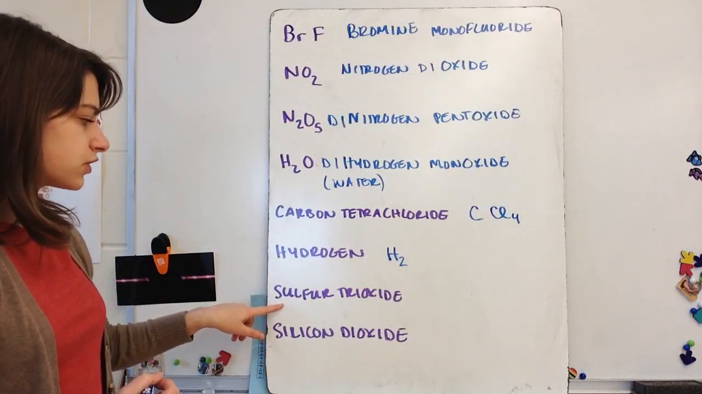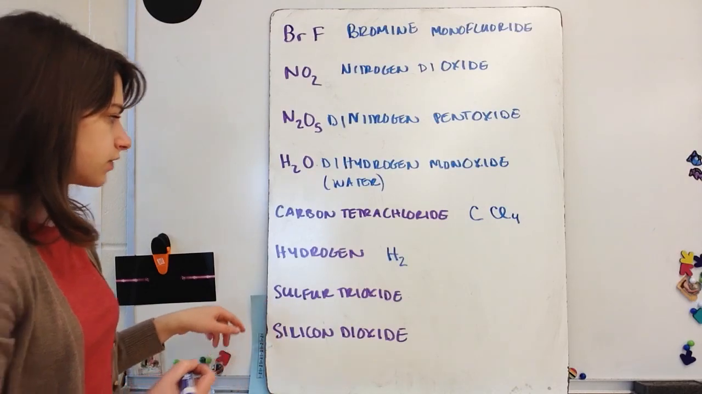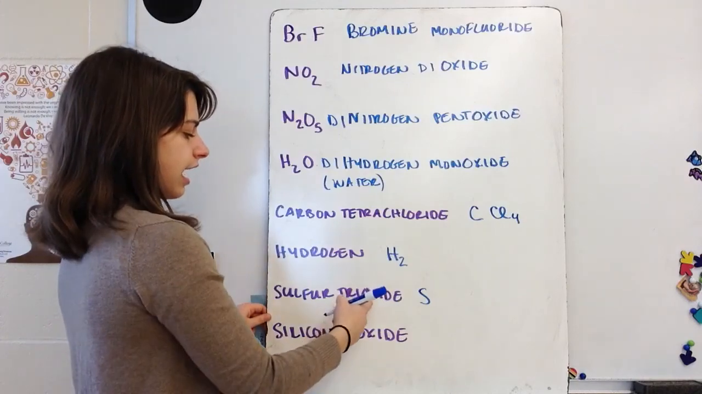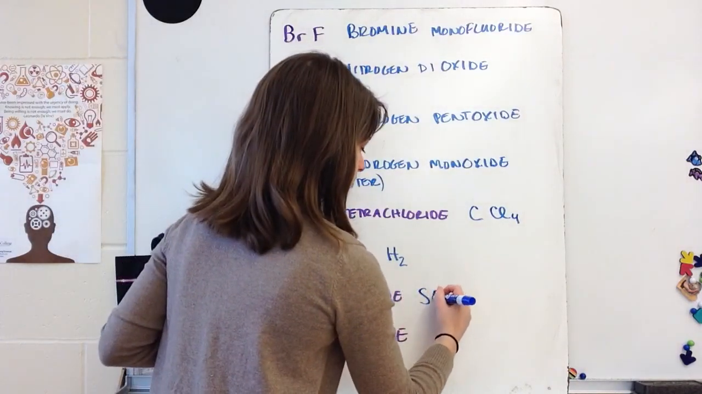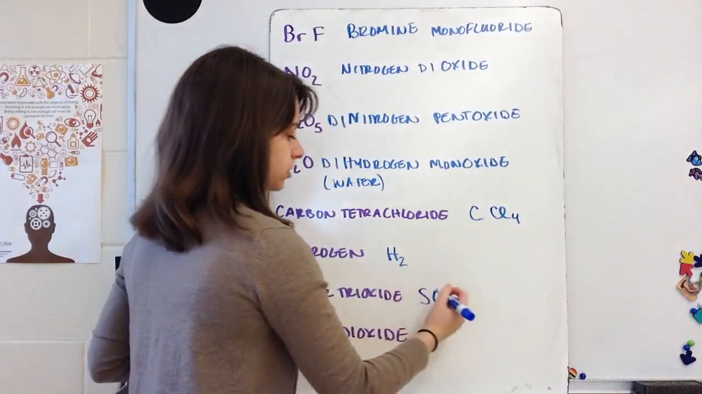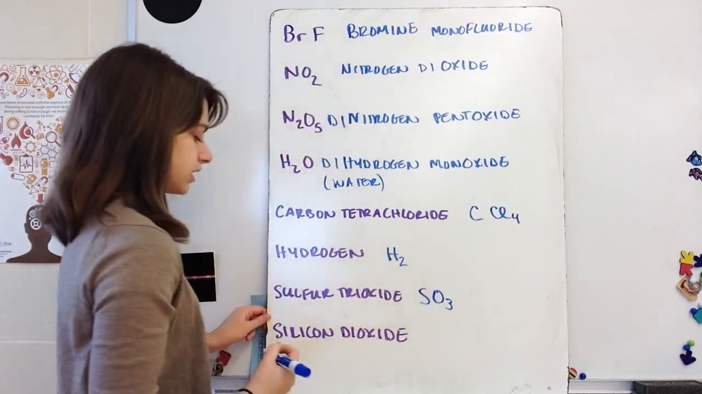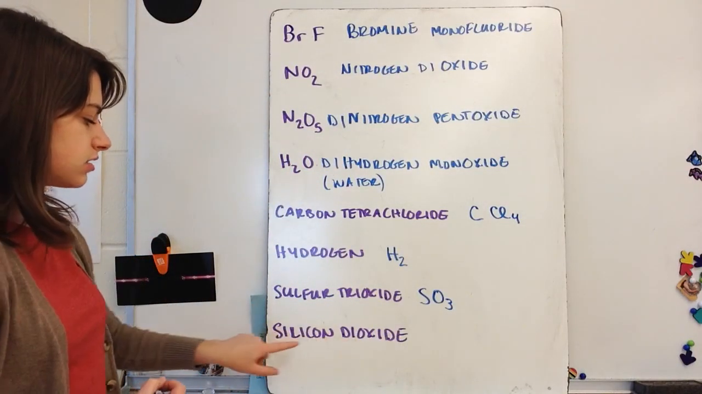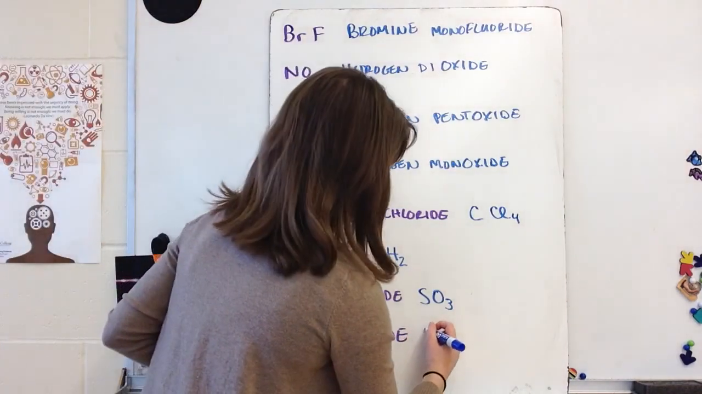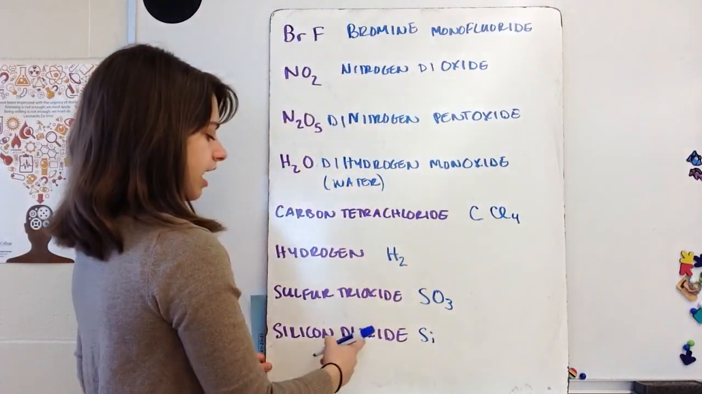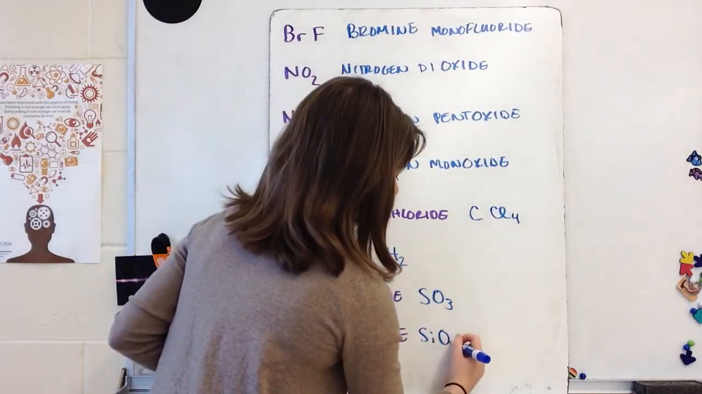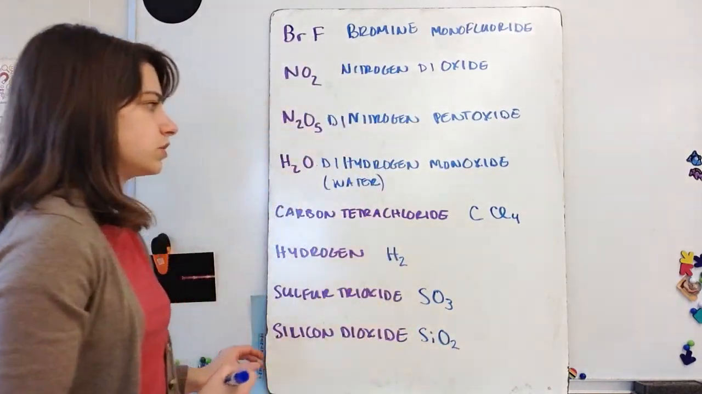Example 3, sulfur trioxide. So sulfur is our first one. Sulfur is just an S. Oxide would be oxygen. And it has the prefix tri, so it's going to be SO3. Then our last example, silicon dioxide. So silicon would be Si. Oxide would be oxygen. Has a prefix of di, so it has a subscript of 2.